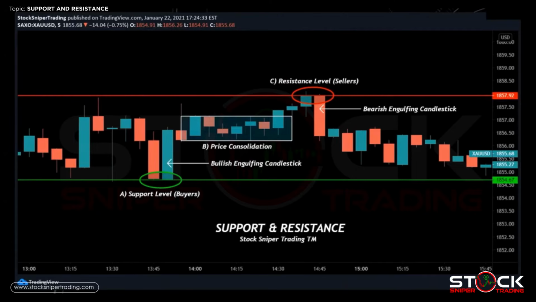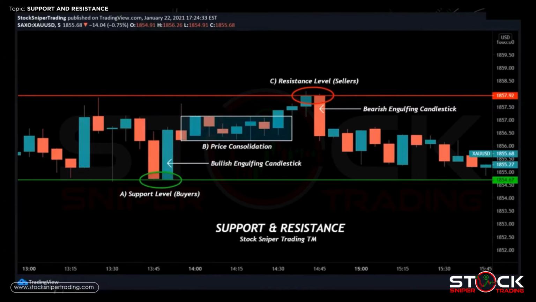At A, we have the support level, and this is where we get this big bullish engulfing candlestick completely engulf the previous red bearish candlestick. As price action rises, now B, we reach a level of price consolidation, where we continue to trade sideways, forming a bull flag.